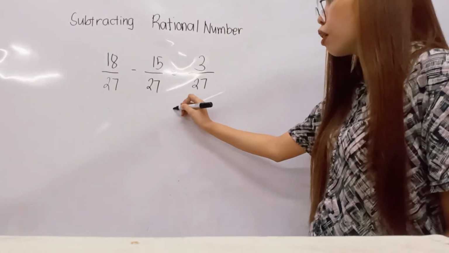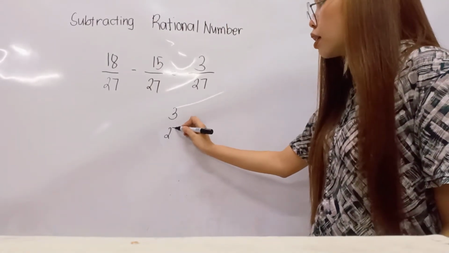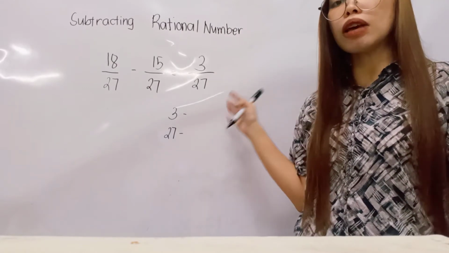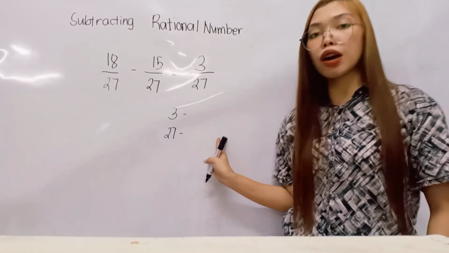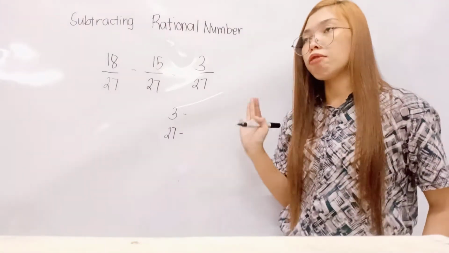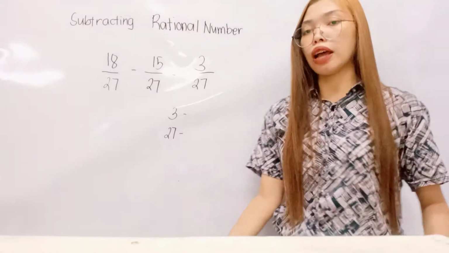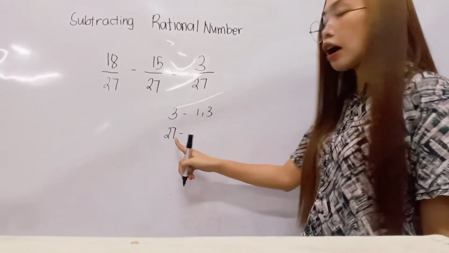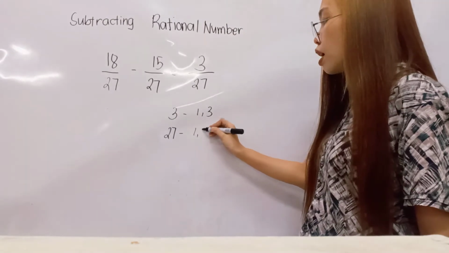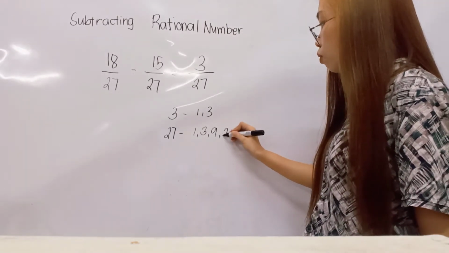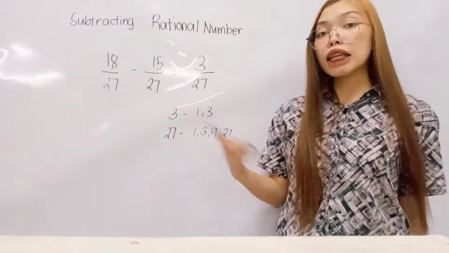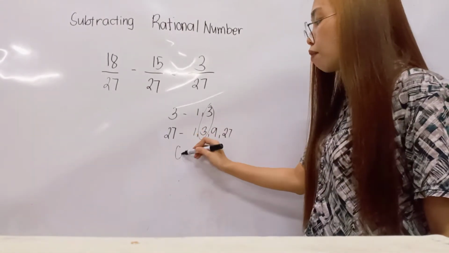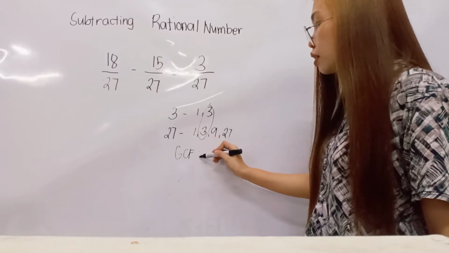So, GCF of 3 and 27. So, we are going to list down all the factors of 3 and 27 for us to identify which is the greater factor, or greatest factor, I mean. So, for factors of 3, we have 1 and 3. Factors of 27, we have 1, 3, 9, and 27. So, the greatest factor, obviously, is 3. So, the GCF of 3 and 27 is 3.